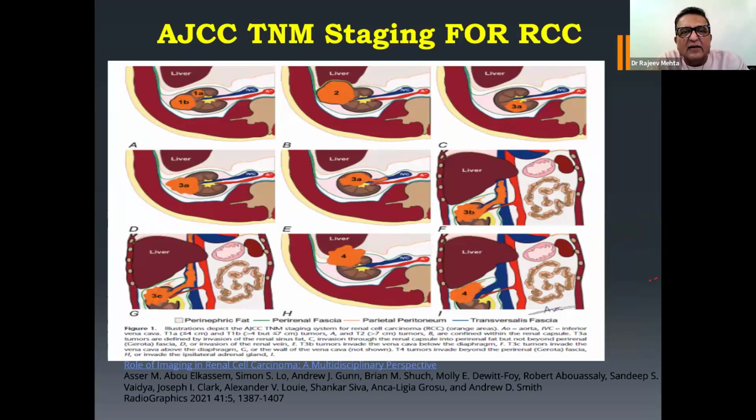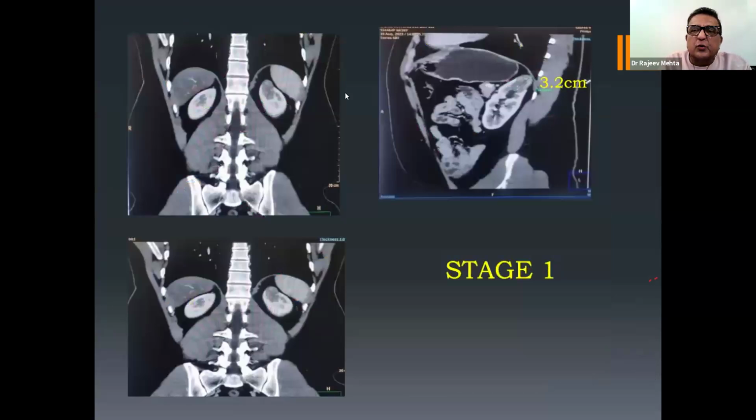Now, here you can see all these sections, which are exactly like the CT scan sections. And here it is showing you the TNM classification. If you look at figure A, where the tumor is less than 4 centimeters, then it is classified as T1A. When the tumor is more than 4 centimeters but less than 7 centimeters, then the tumor is T1B. When the tumor is more than 7 centimeters, then it becomes stage 2.